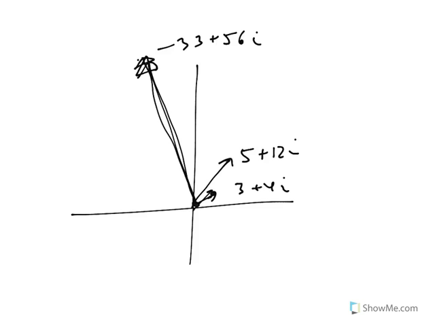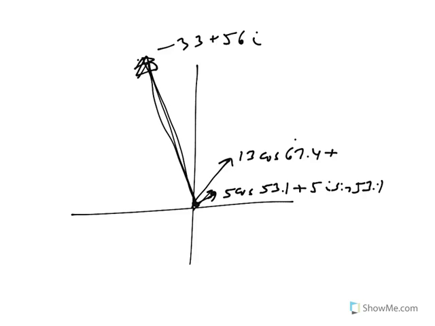Now remember, the 3 plus 4i in polar form was 5 cosine 53.1 plus 5i sine 53.1. And remember, the 5 plus 12i was 13 cosine 67.4 plus 13i sine 67.4.